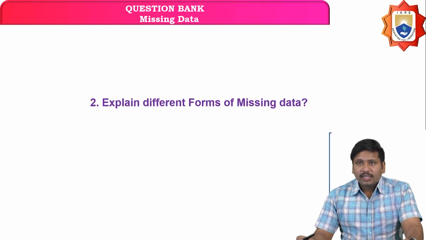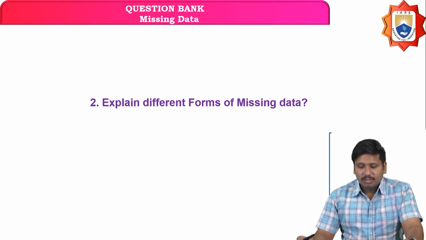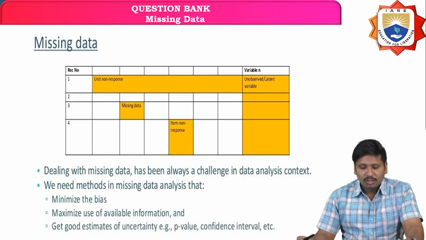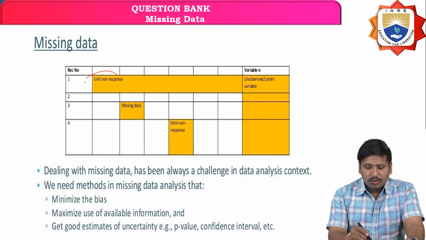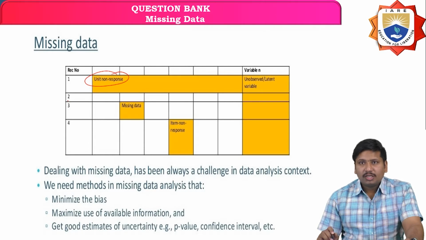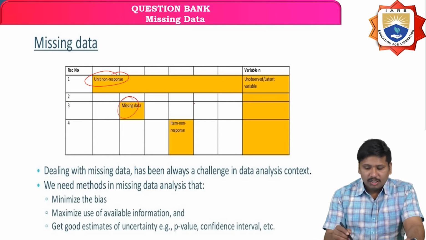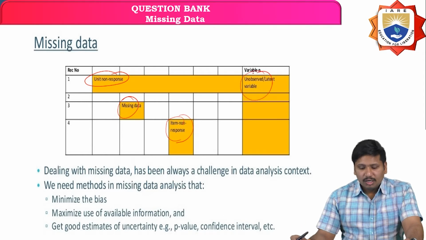And the next question is: explain the different forms of missing data. Just now I said what the different ways of dealing with missing data are. Now the question is what the different forms of missing data are. Normally missing data will be of different types, like unit non-response, missing data in different cases, item non-response, and unobserved variables. These are some of the different forms of missing data.